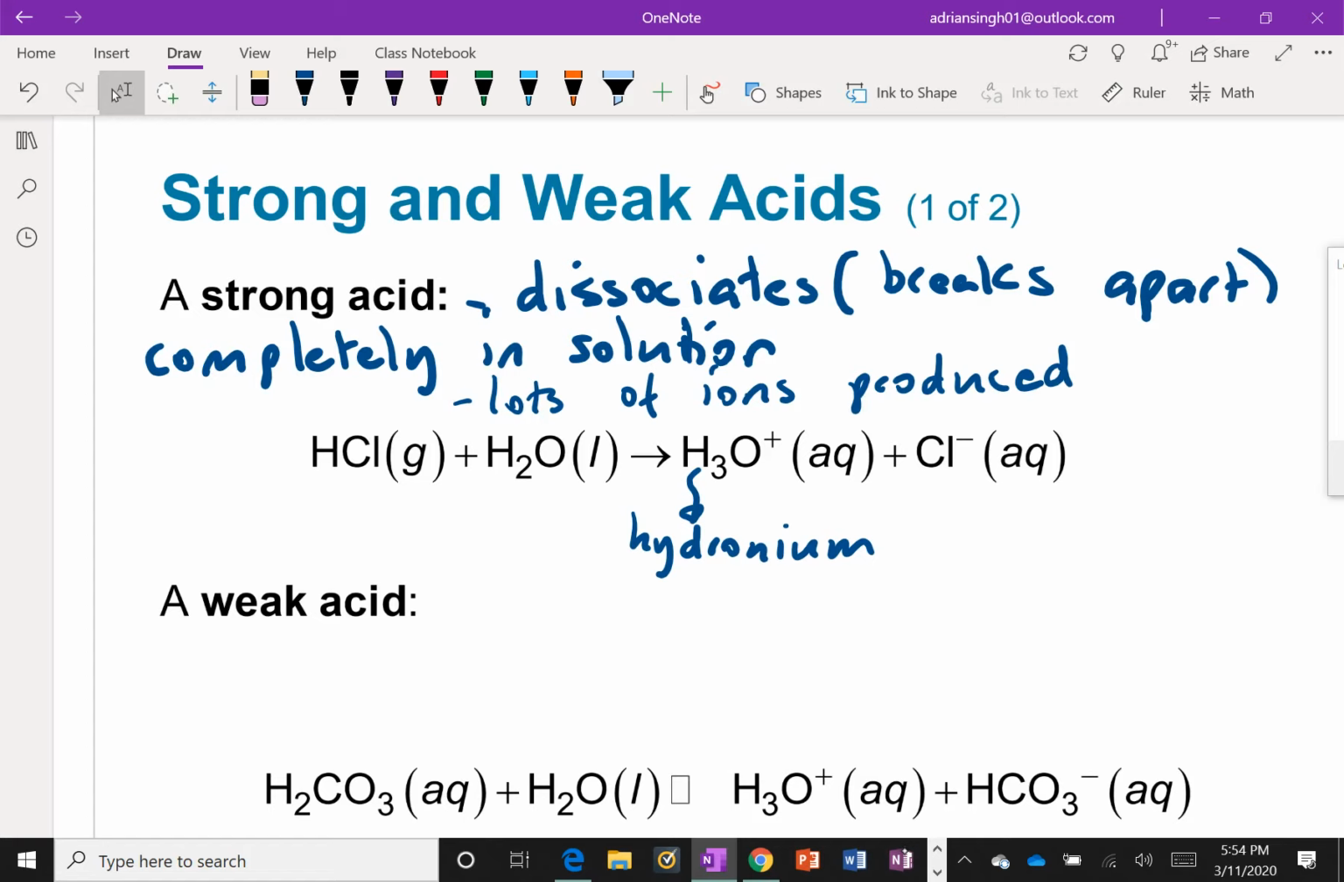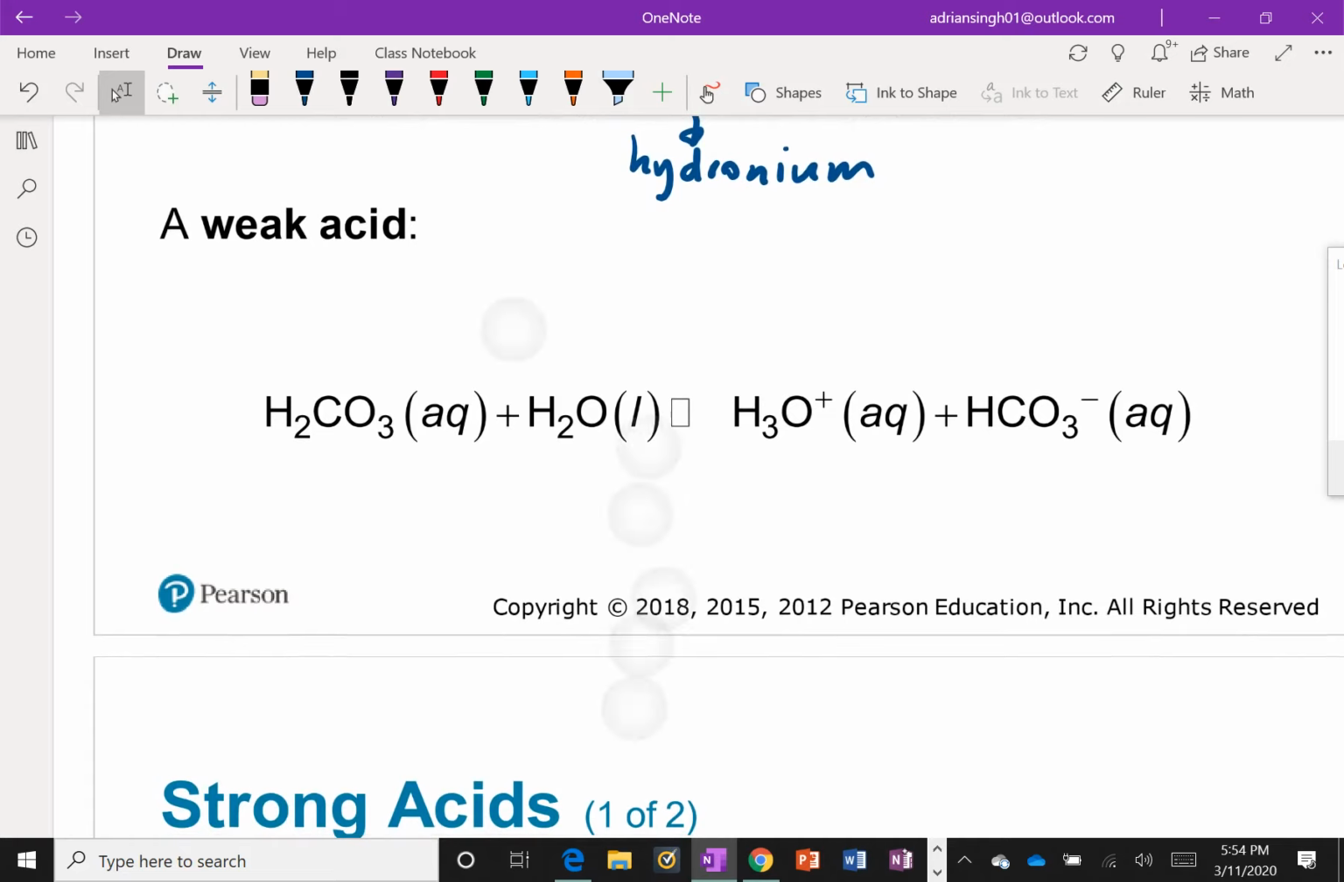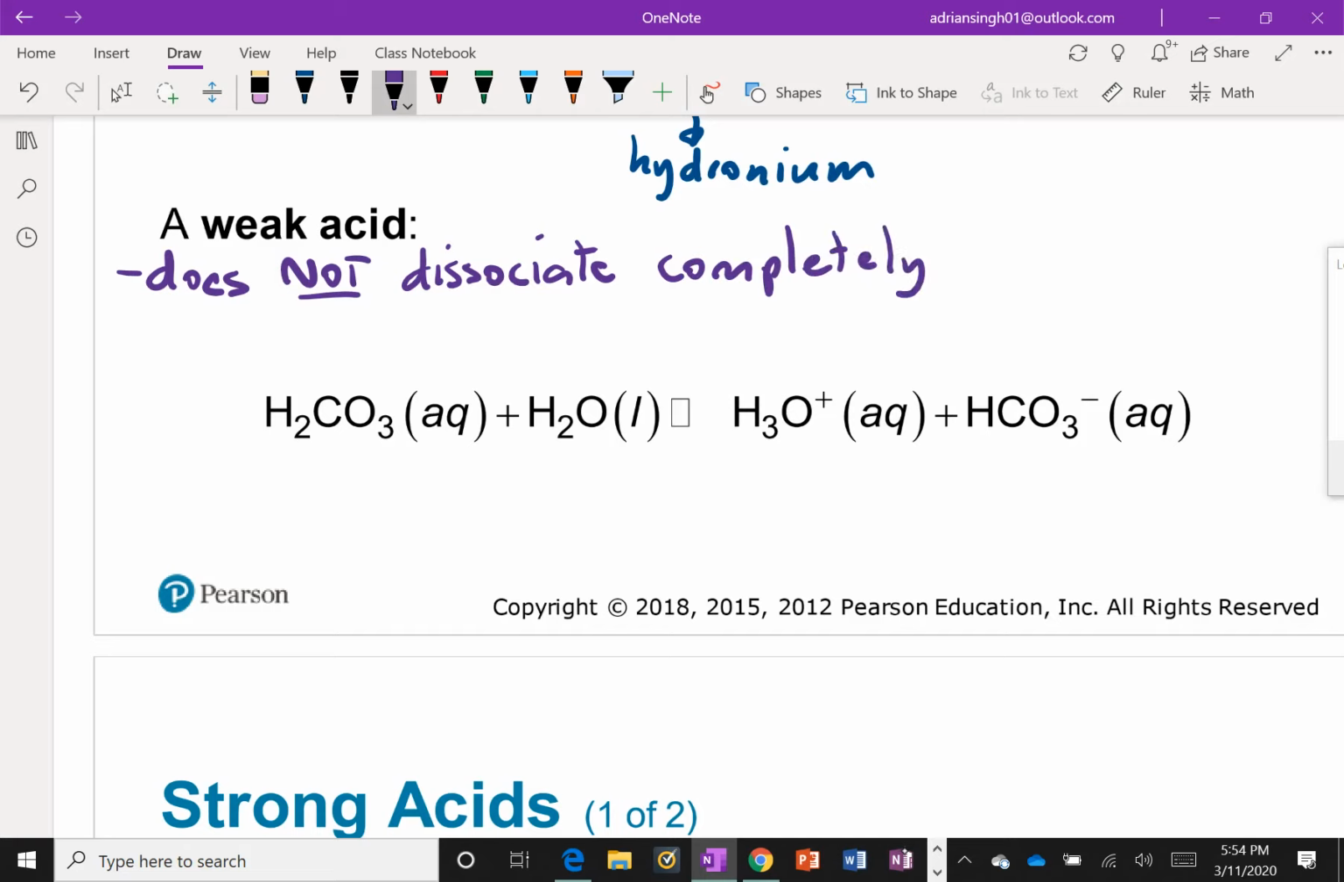So in solution, if you have a strong acid like HCl, all you have in there are these ions floating around in the solution because it breaks apart completely. Right? That is what makes a strong acid strong. Its ability or the degree to which it breaks into ions. A weak acid, on the other hand, does not dissociate completely. It only breaks apart a very small percentage of the time, which means we're going to have a small amount of ions.